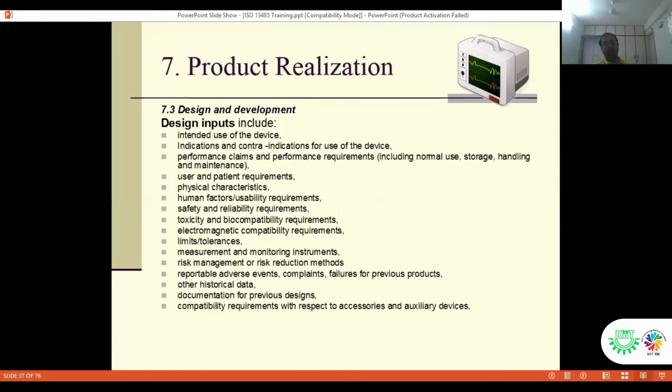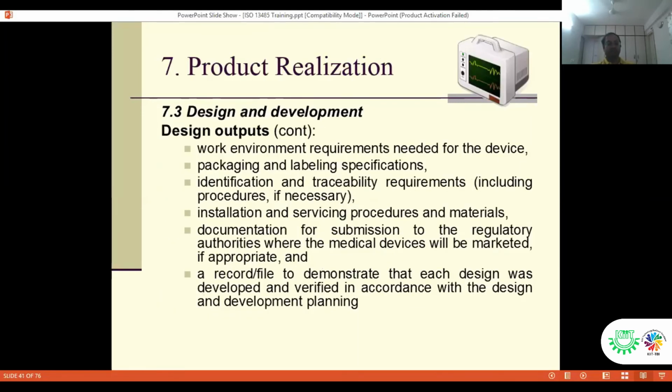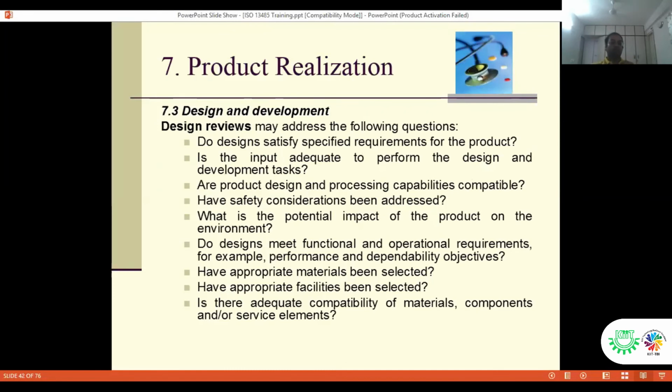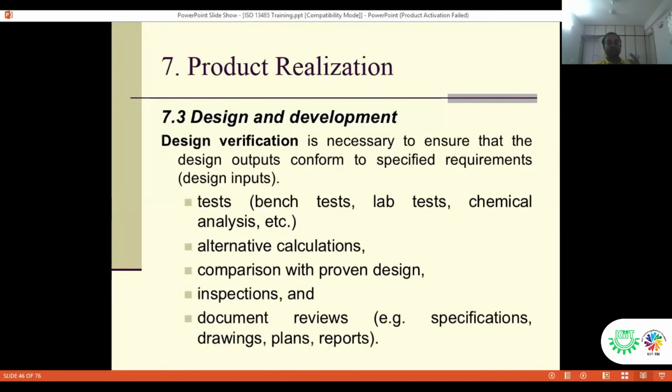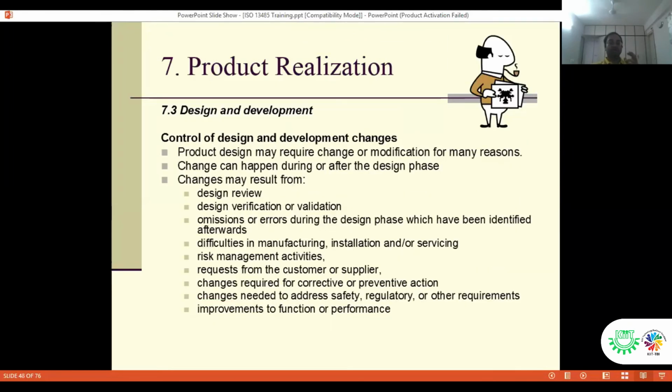It also talks about design and development inputs, design and development output requirements, design and development review, design and development verification and validation activities, design and development changes, and design and development transfer. I will cover all these 6 and 7 major topics in detail in 2-hour sessions, I think in the coming Wednesday. Yes, Wednesday we are having the same time, 11:30 to 1:30.